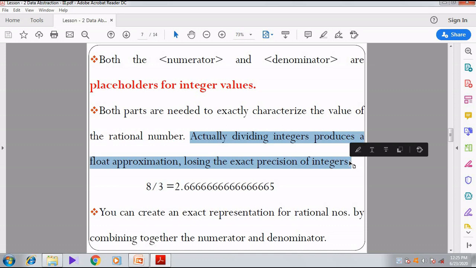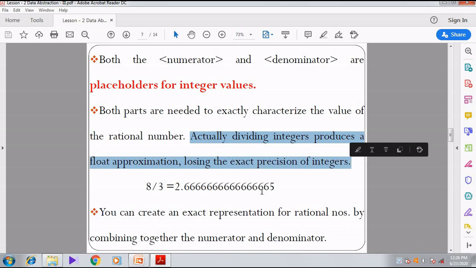Is it right or not? Yes. Why are we getting a floating point value? 5 is an integer, 2 is also an integer, but we are getting a float value as a result. So sometimes it may happen. That is what they are saying here: whenever we divide integers, sometimes it will produce a float approximation.